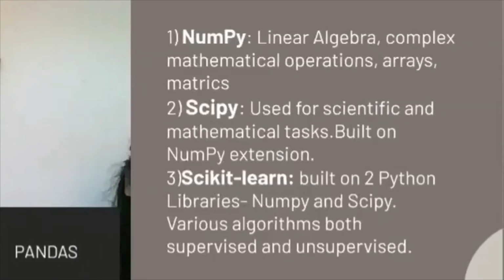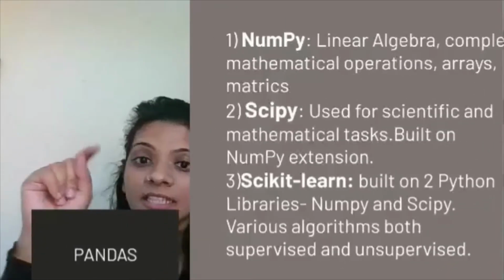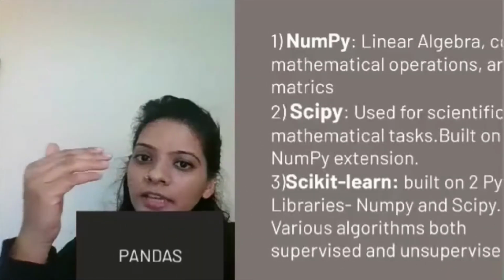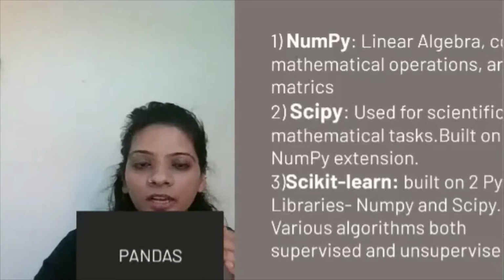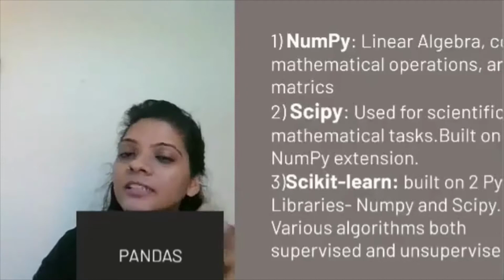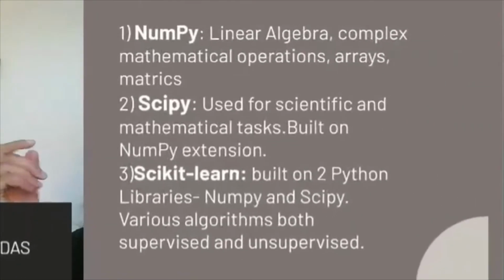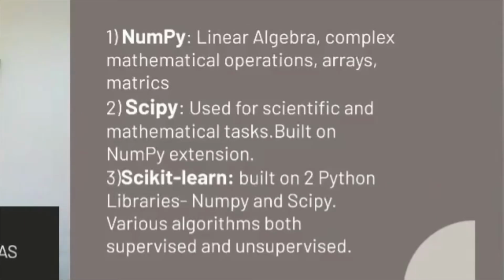Okay, for your statistical and mathematical task, next is scikit-learn. I would say scikit-learn is a logical development, because once you had NumPy and SciPy, very strong, robust libraries, the next logical conclusion was scikit-learn. What happened? It is built on two powerful Python libraries, as I said, NumPy and SciPy. And there are various algorithms which scikit-learn supports.